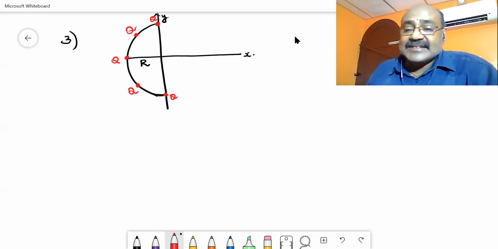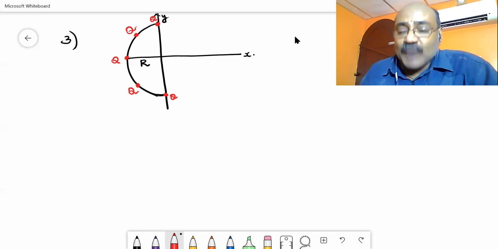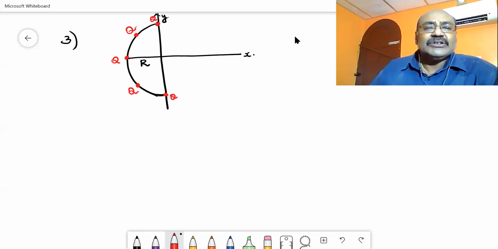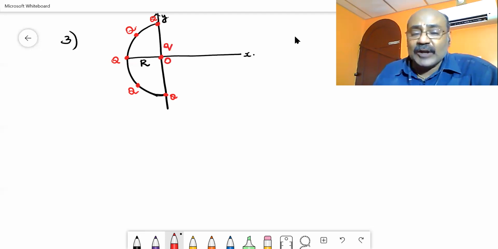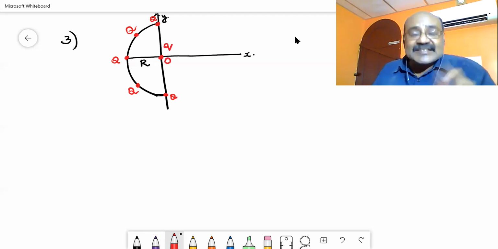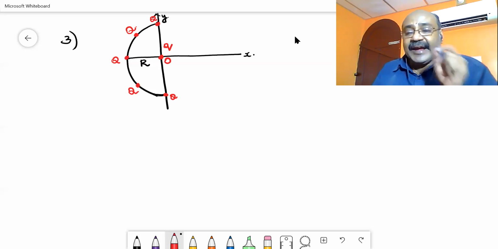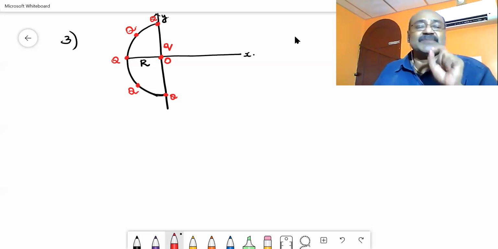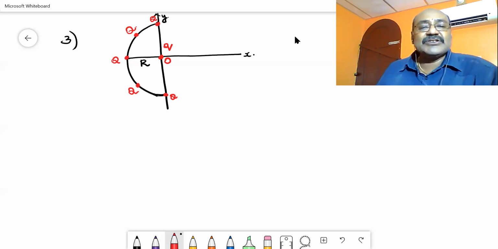Now, what else is given? Another point charge small q is kept at the center of the circle of radius r. If you are considering this as a circle, let this be the center O. On this center point O, you have another charge, small q. The question asked is, calculate the electrostatic force experienced by the charge at this position O.